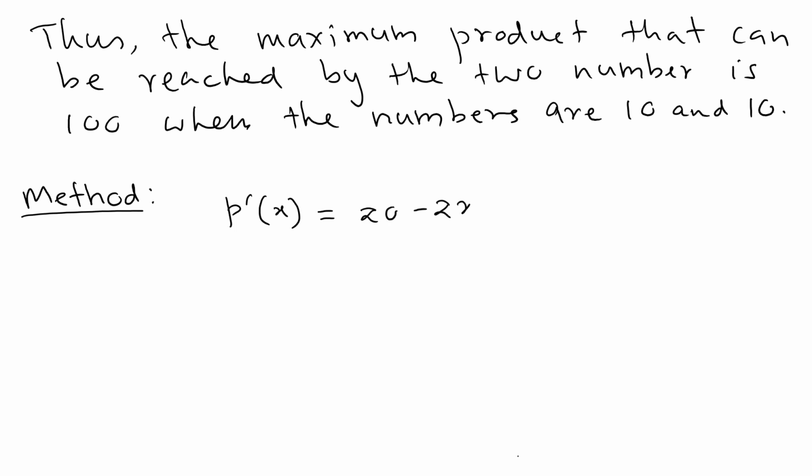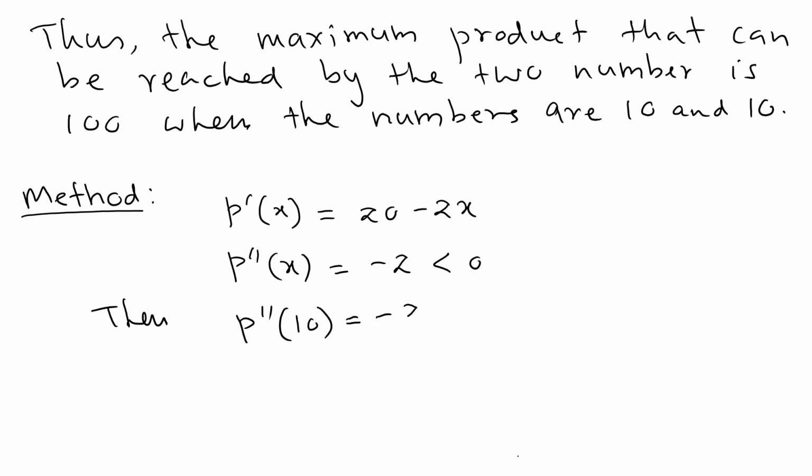Now, the second method is you can use the second derivative test. So we're going to look at the second derivative. You can see the second derivative is, in this case, negative 2. So it's a negative number. Even at the critical point, which is 10, this is negative. So that means at the critical point, by the second derivative test, since this is negative, there should be a maximum at the critical point.